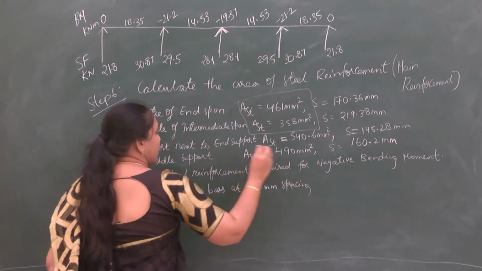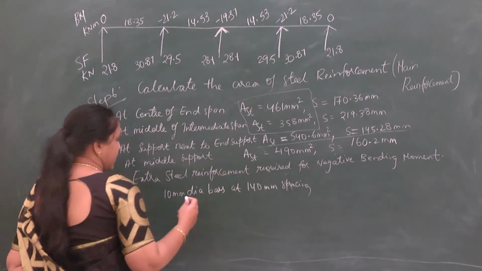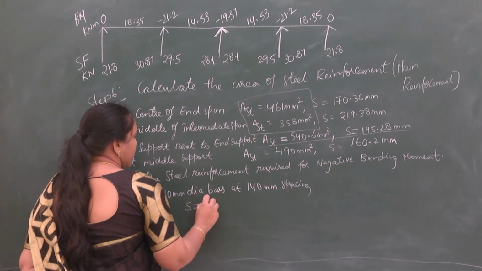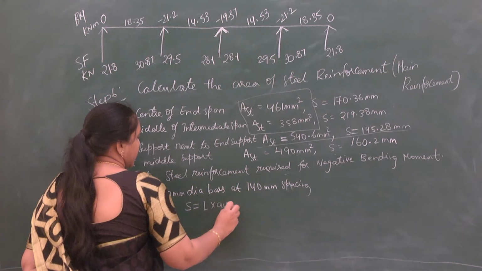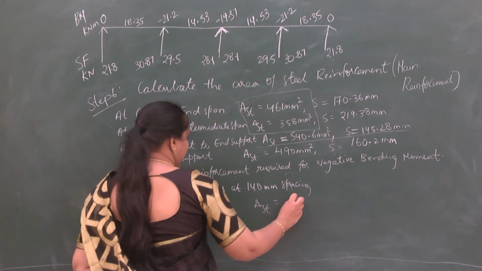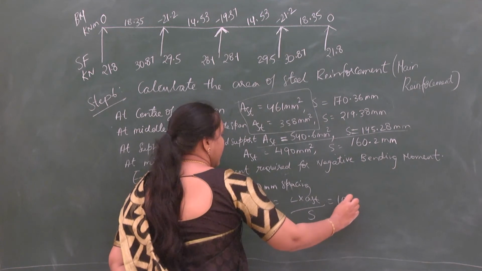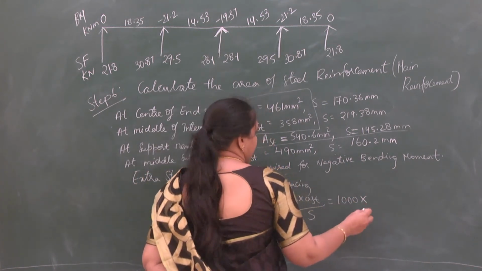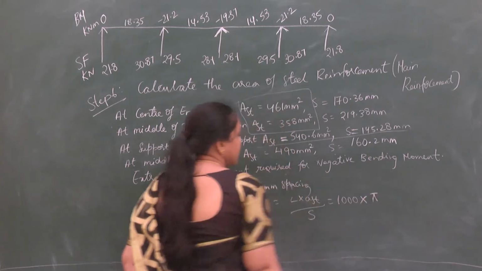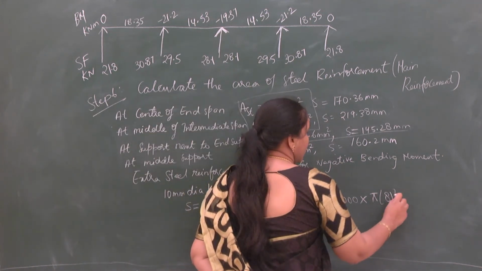So for this one, for the maximum bending moment, this is our required AST for carrying that. So let us calculate the AST. How much will be the spacing? S will be L into small ast divided by capital AST. So what will be capital AST? Capital AST will be L into small ast divided by S. L will be here 1000 into small ast, which is pi into D square by 4.